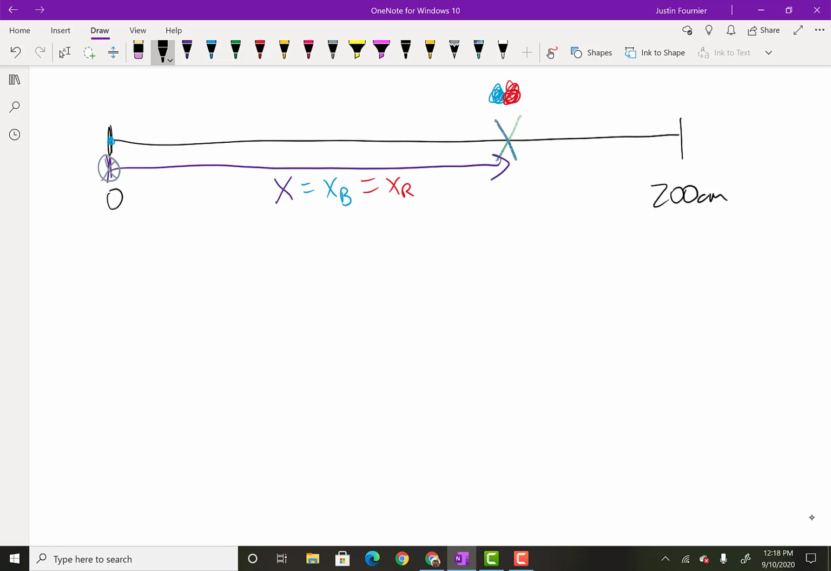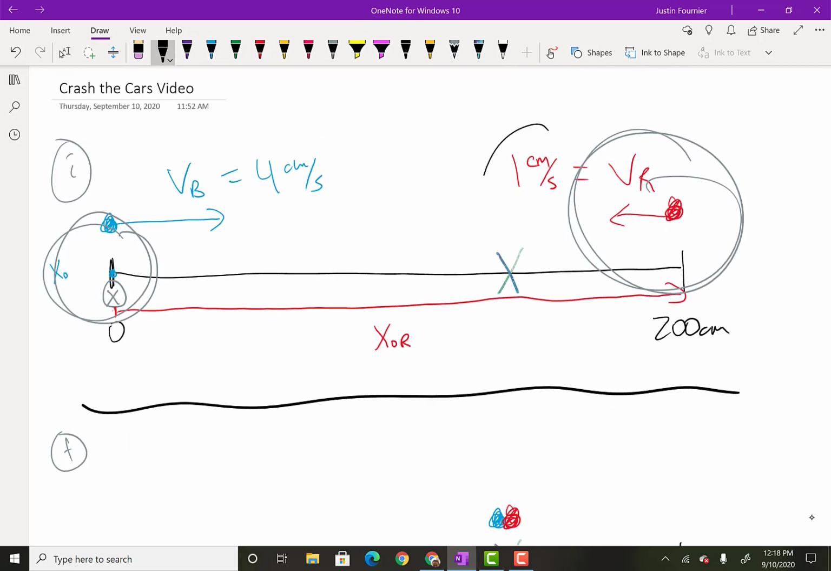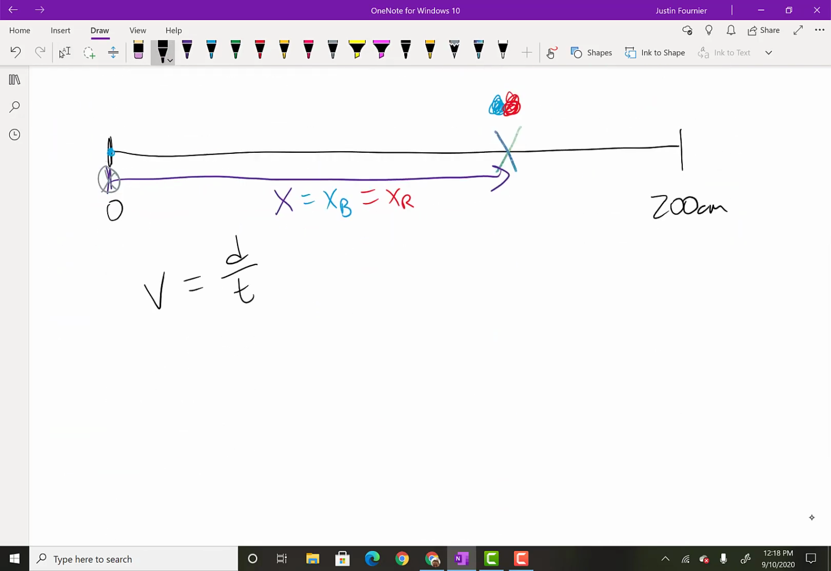What I'm going to recommend is using the equation we had, that the velocity is the displacement divided by the time. That's the definition of the average velocity. And hopefully you got the velocity of both cars. I'm just saying that it's 1 centimeter per second for the red car, 4 centimeters per second for the blue car. Okay. So multiplying both sides by t, you get that the displacement is equal to the velocity times the time. For something moving with constant velocity, this equation works.